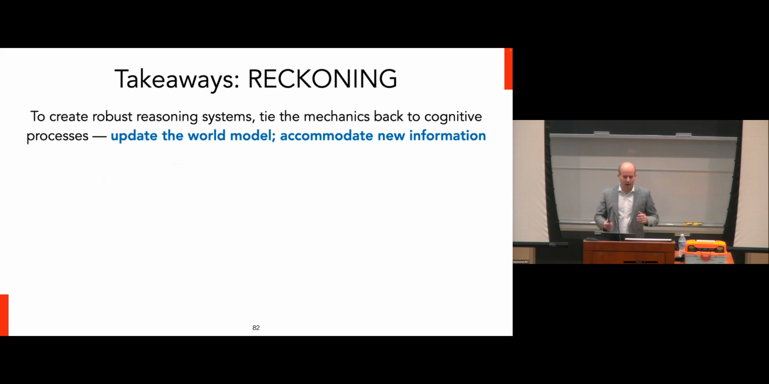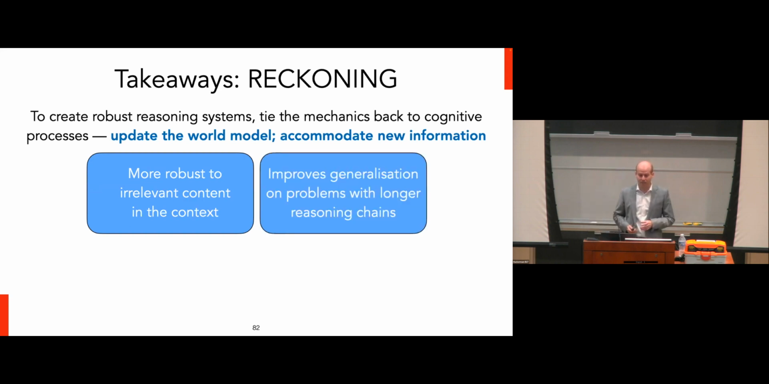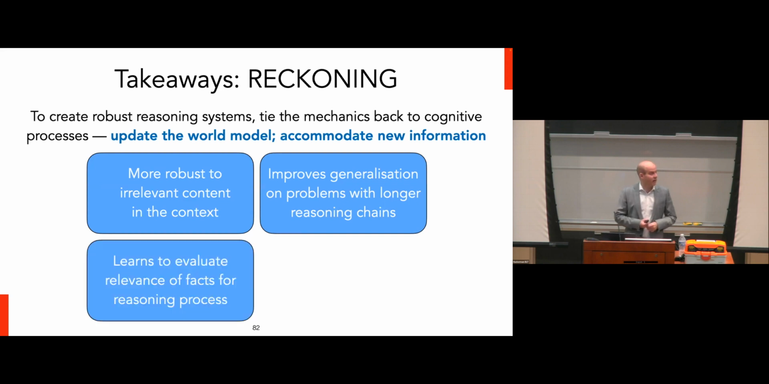Okay, so the takeaway from reckoning is that in order to create more robust reasoning systems, you need to tie the mechanisms back to cognitive processes. You need to be able to update your world model and accommodate new information rather than just relying on how your current model has learned to encode information from pre-training for reasoning. What this gives you is, one, it makes you more robust to irrelevant content in your context. So reckoning is a lot more robust to distractors. It allows you to generalize to longer reasoning chains.